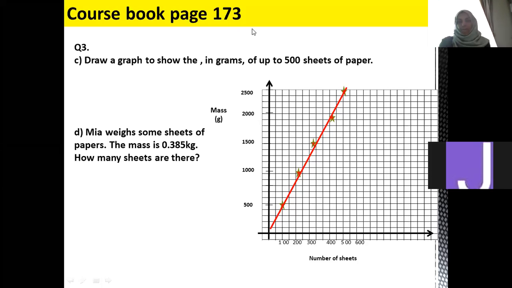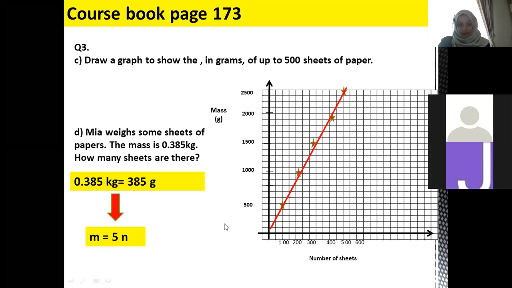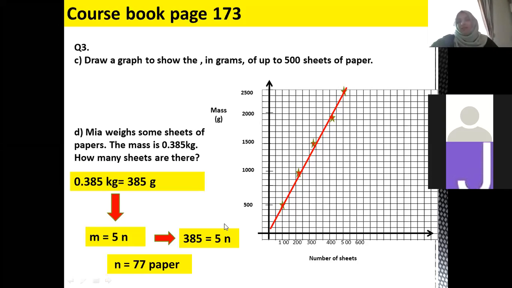Come on, Rua. So we're going to start by converting units. The 0.385 kilograms becomes 385 grams. That's right. Then we'll substitute in the formula. It becomes 385 equals 5N. Then we're going to divide by 5. That's right. And N equals 77 papers. Excellent. Thank you very much, Rua. You did a great job. Thank you. Okay.